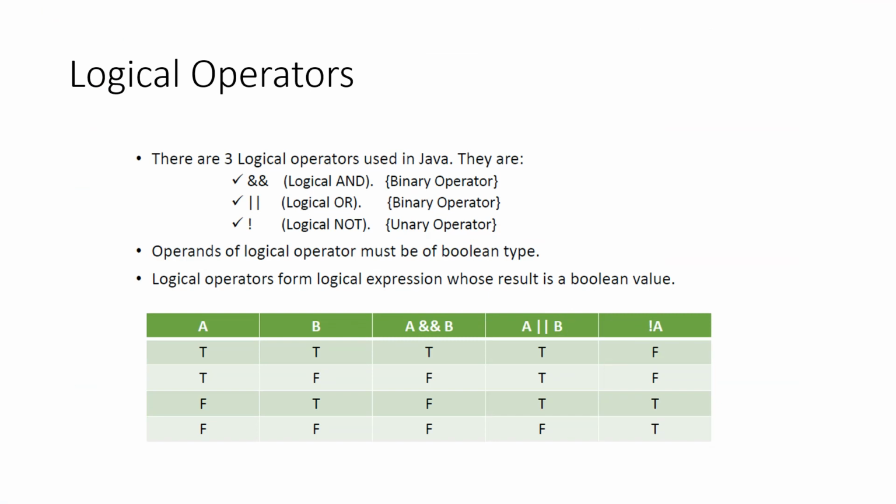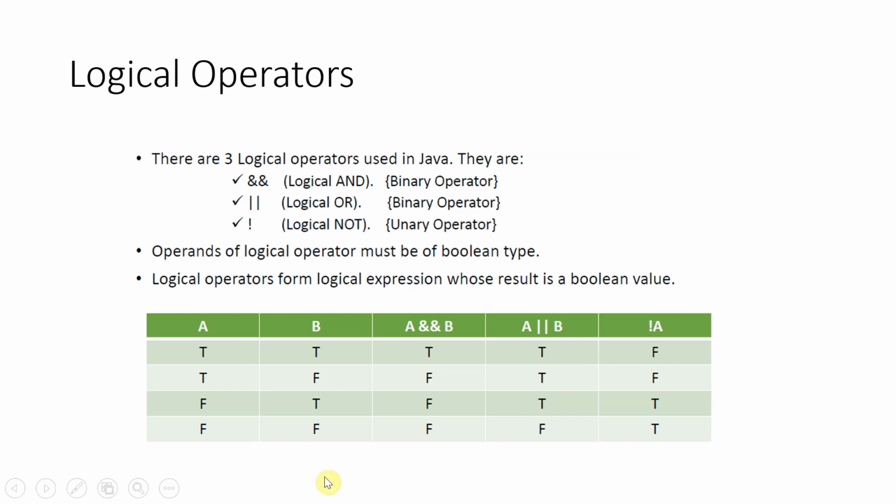The operands of the logical operator must be of Boolean types. That means the values that are being compared should finally be of a Boolean type or value. The logical operators form an expression which results in a Boolean value. Let's look at the values in the table here. So we have A and B right over here.